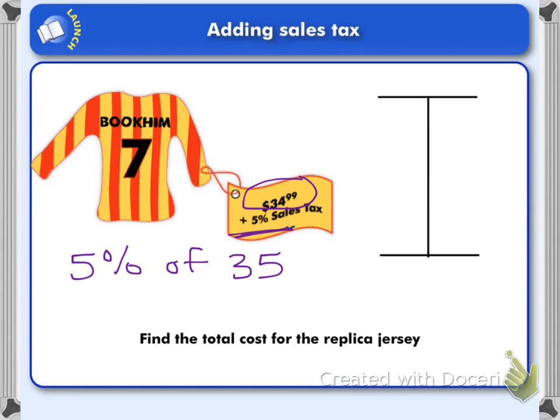Right now, if you haven't yet, find 5% of that, and then your final question is, what's the total cost? So figure out what your second step would be after you find the 5%. Unpause it when you're done and check in with me.